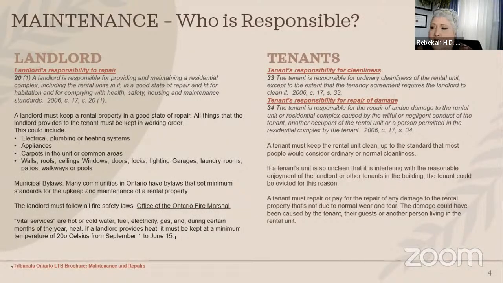You're going to hear the terms reasonable and wear and tear quite often during this presentation. The damage could have been caused by a tenant. It could be guests that you invited to your property, or even your pets, animals. You're required to keep the unit clean, and some people's definition of clean is slightly different than others. So I'm going to give some general examples.